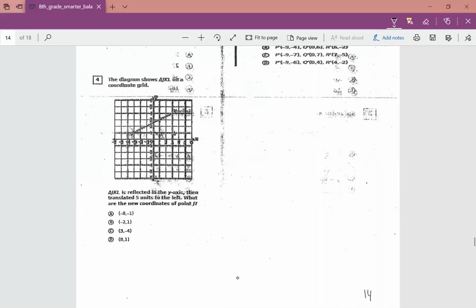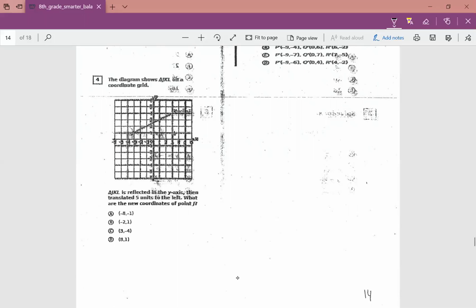Going down to number 4, the diagram shows triangle JKL on a coordinate grid. JKL is reflected in the y-axis, then translated 5 units to the left. What are the new coordinates of the point? So reflecting across the y-axis, for point J, you're going to wind up multiplying the x value now instead of the y value by -1.